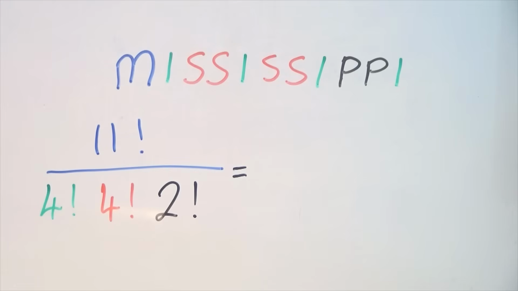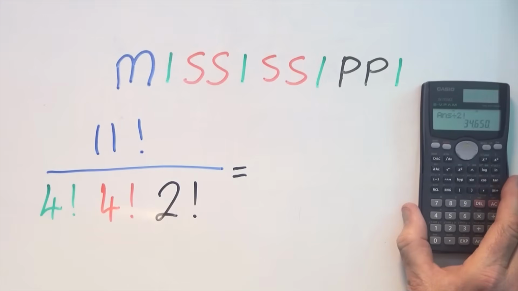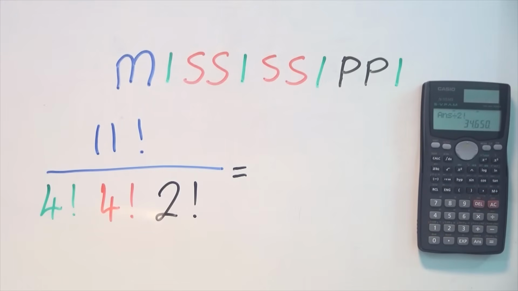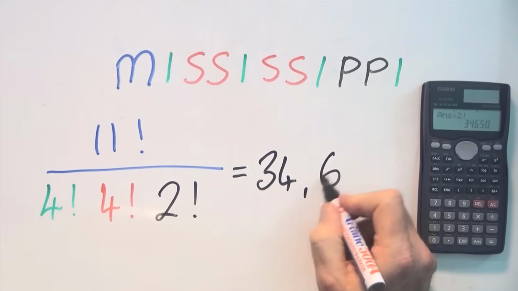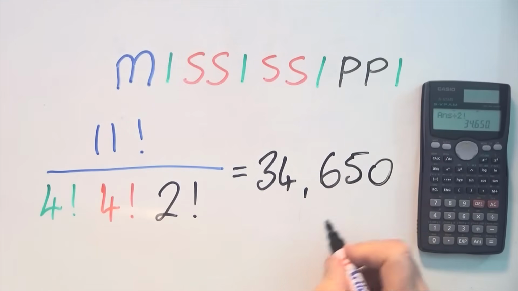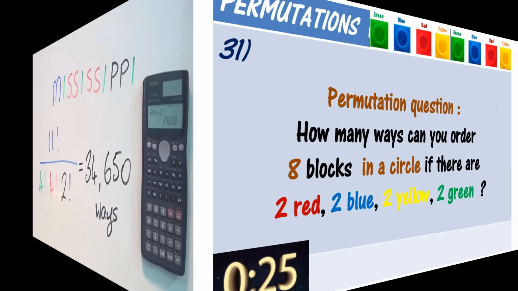Now it's time to reach for the calculator. It's 34,650 ways we can order the letters in Mississippi. Just remember that all the S's are identical, and all the I's are identical, and the 2 P's.